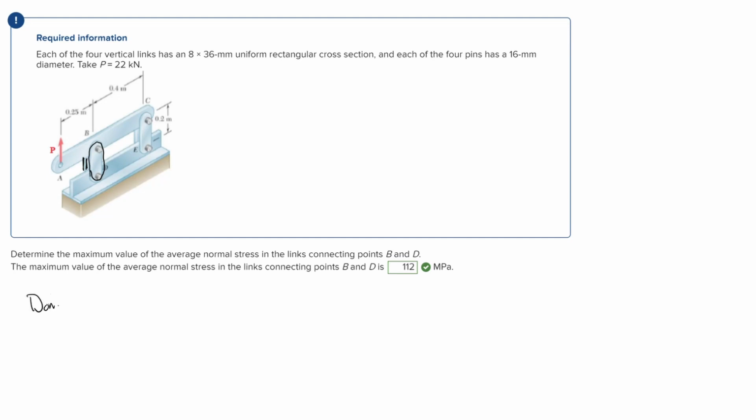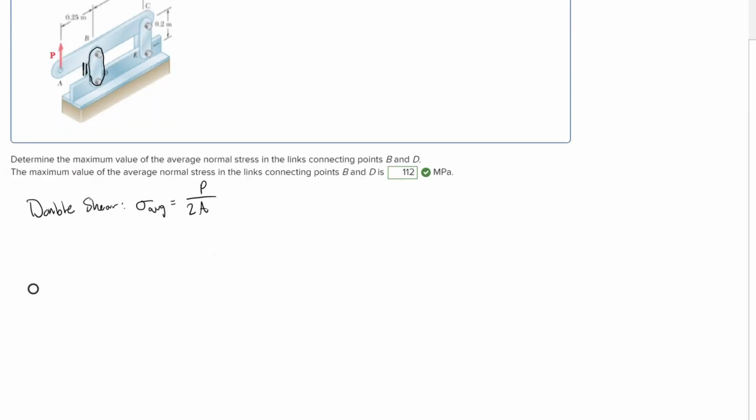And when we have double shear, our formula for the average stress is going to be P over 2A since there are two links here. So I'm going to go ahead and start off by finding the area. And to do that, I'm going to draw a cross section. It's going to fail up here on the drawing at this point where we have the pin. That's going to be our weak spot. So I'm going to sketch that point.